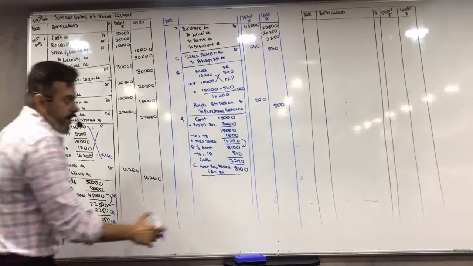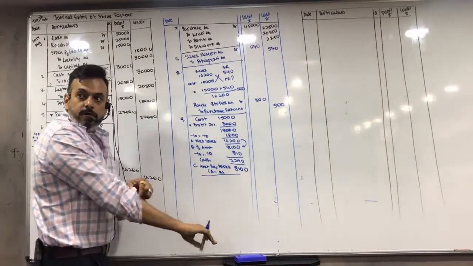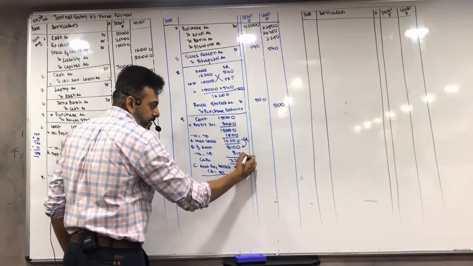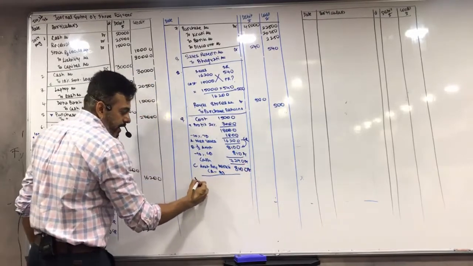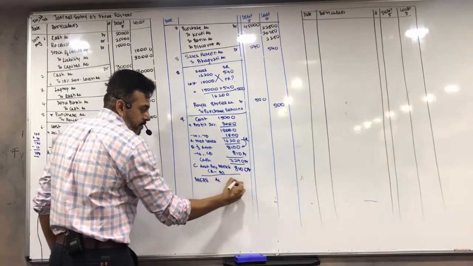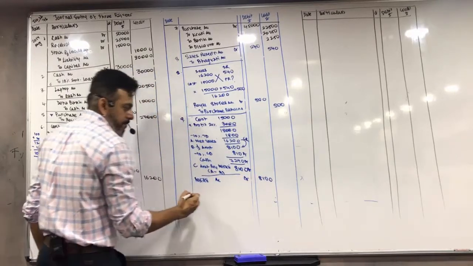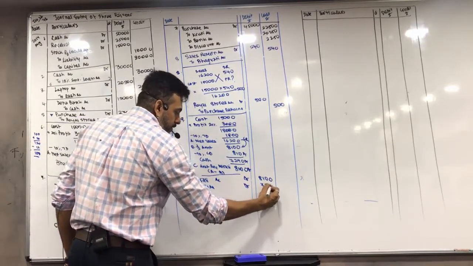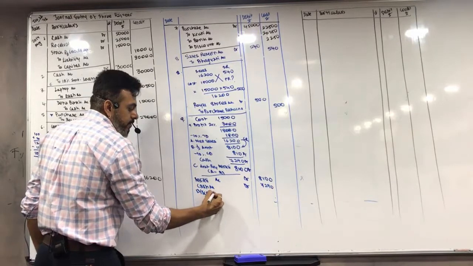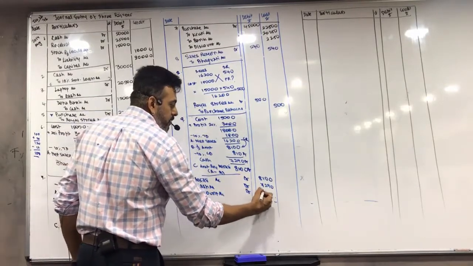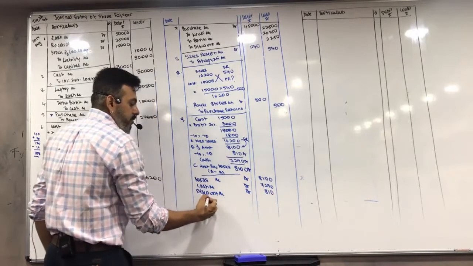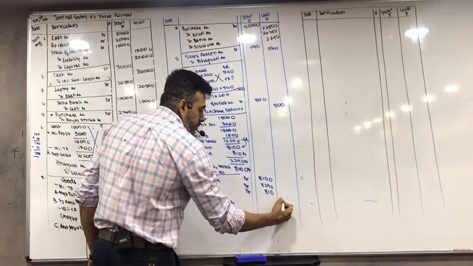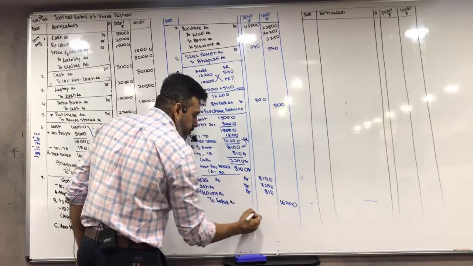Okay, let's write the entry now. From here, we can directly make the entry. Sales is always credit, debit, debit and debit. So Nirali account debit 8,100. Cash account debit 7,290. Discount account debit 810. To Sales account 16,200.